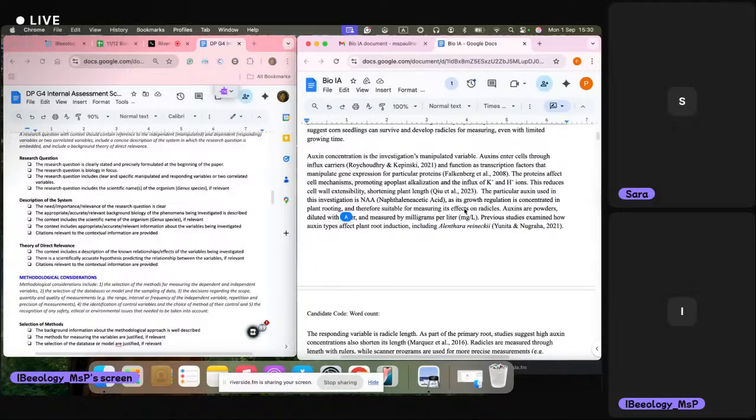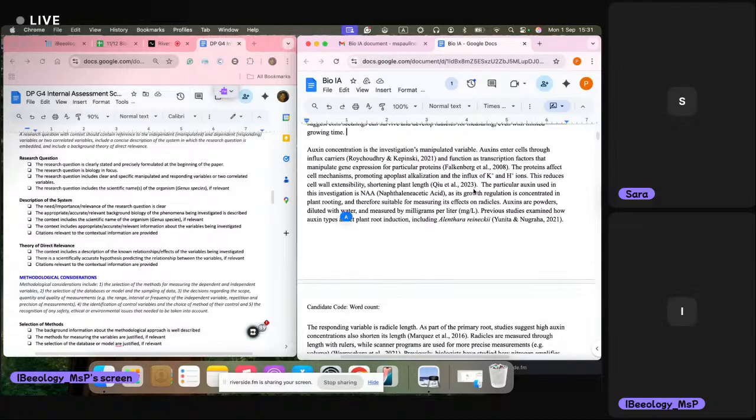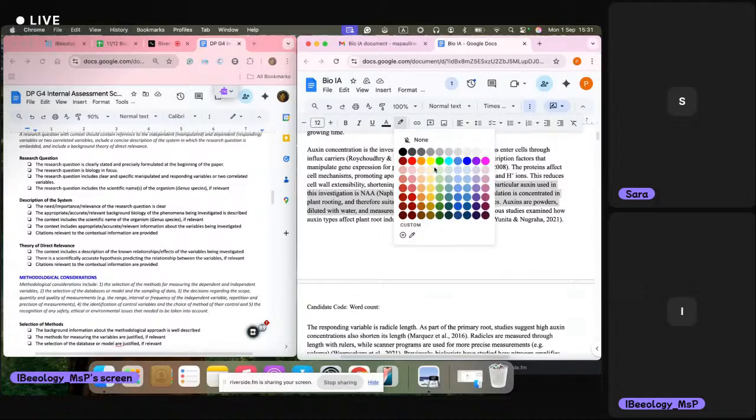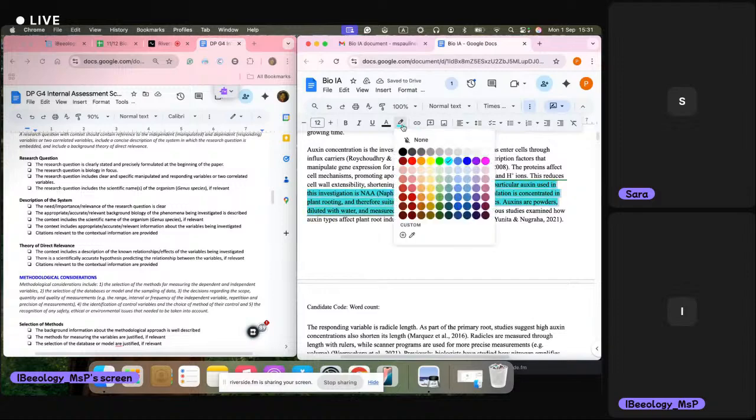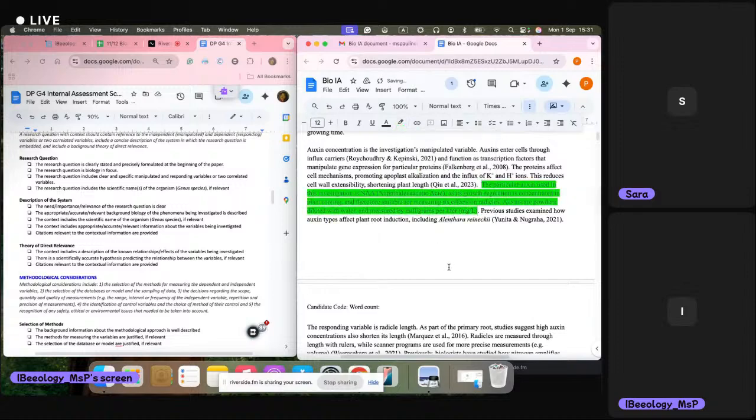But just look into its relevance. Let's just see one here. The particular auxin used in this investigation is NAA, or naphthaleneacetic acid. Definitely, this is connected, as its growth regulation is concentrated in plant rooting. Very good, and therefore suitable for measuring its effect on radicals. So this sentence alone, I'm going to highlight it in green. That means that it's a go. This is relevant, so definitely this is going to stay.